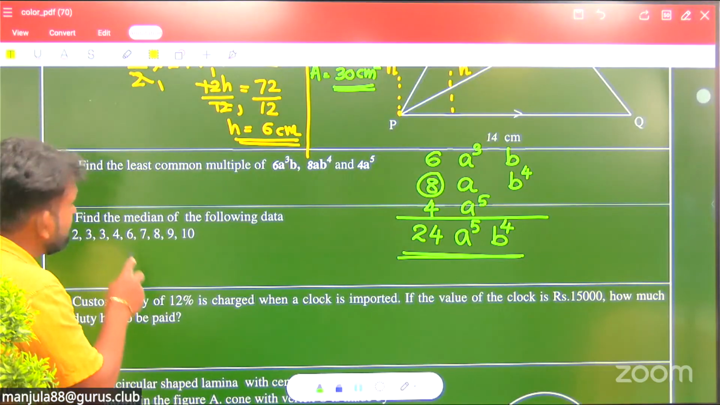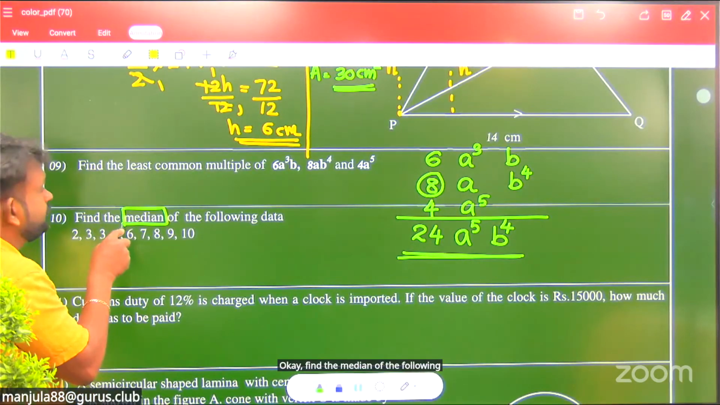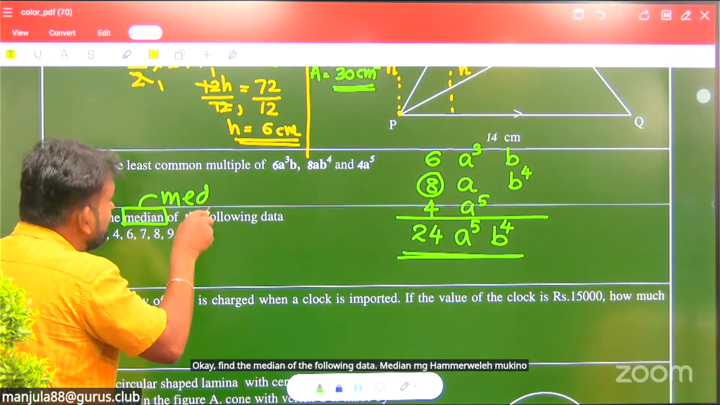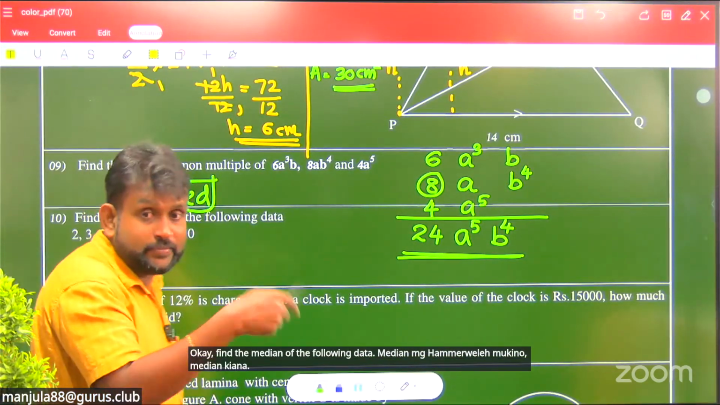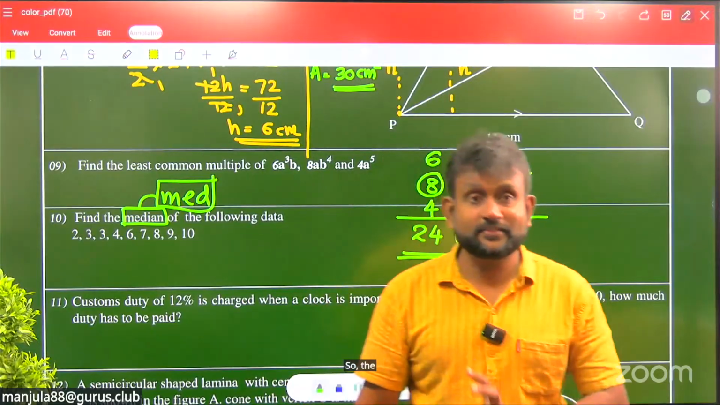Find the median of the following data. Median: I always say, remember that median means the middle. Middle, MED, middle. So the data at the center is the median.